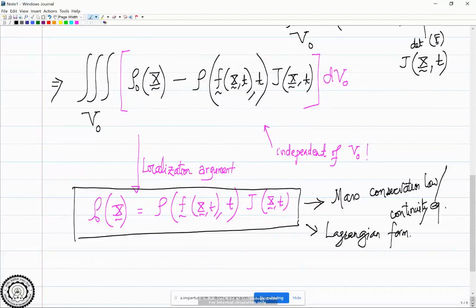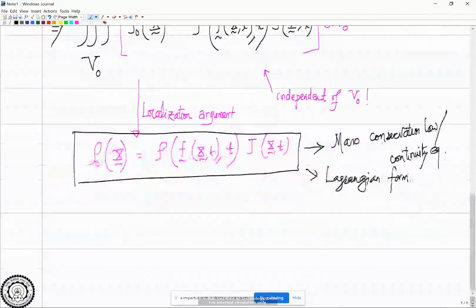I hope this is okay to all of you. Do you have any problem understanding this? No, sir, this is okay. Is the localization argument okay with all of you?